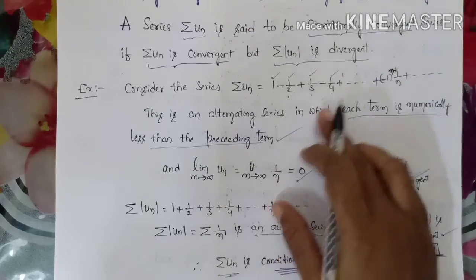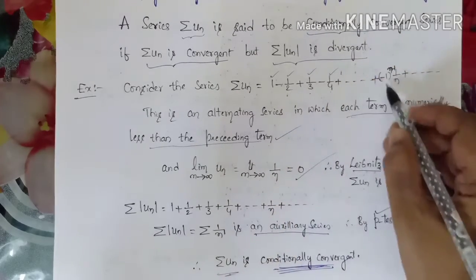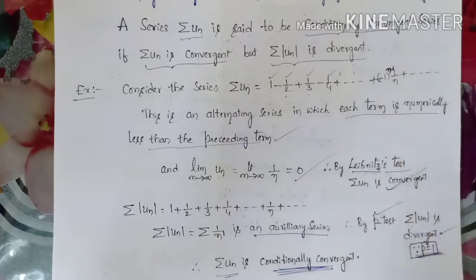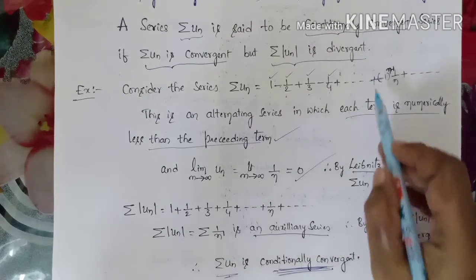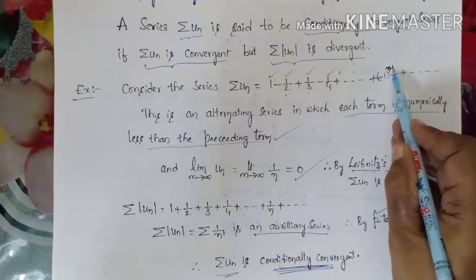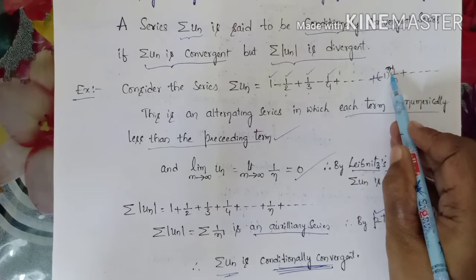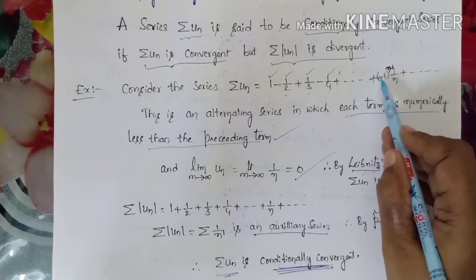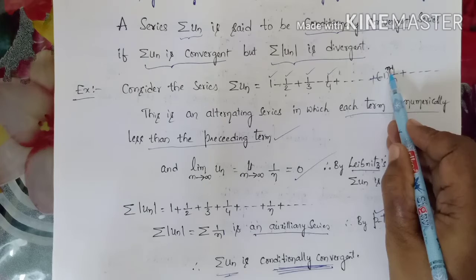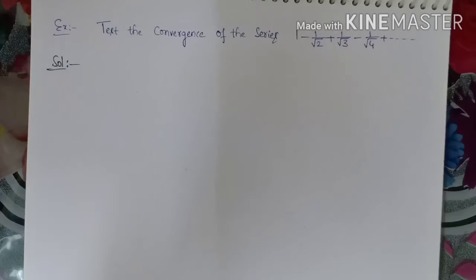In this problem, a small correction is here, and the term is minus 1 whole power n minus 1. I request all the students to make this correction, minus 1 whole power n minus 1. Now we will see one more problem.